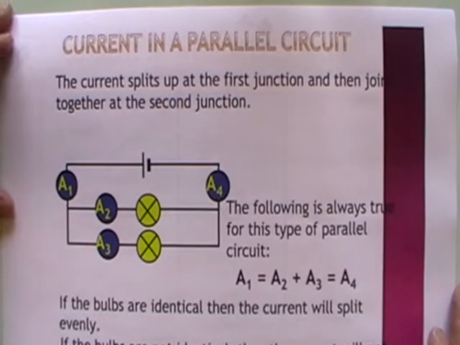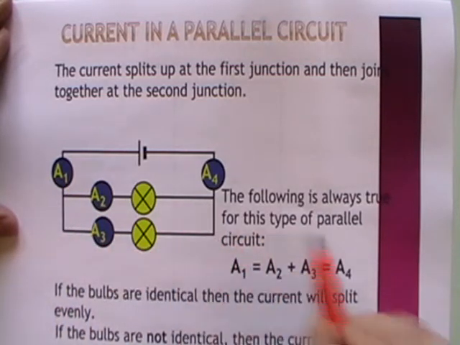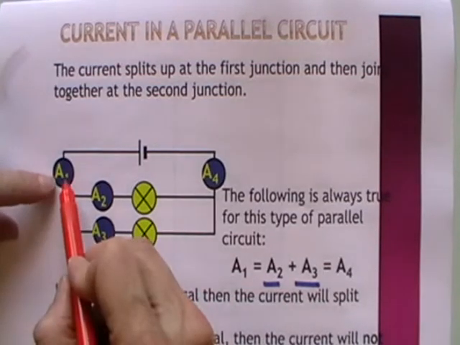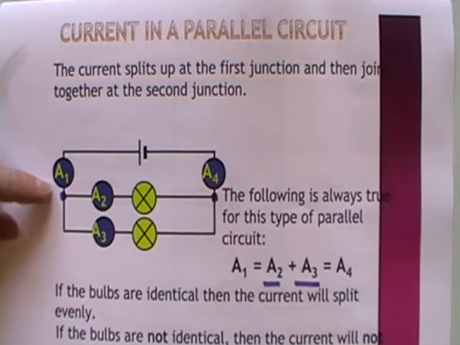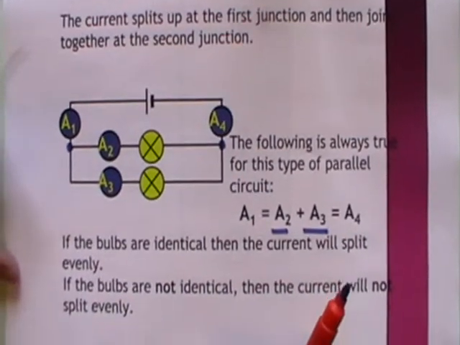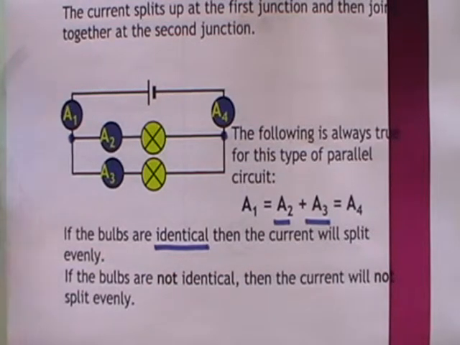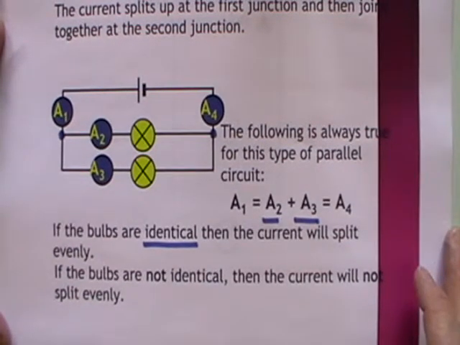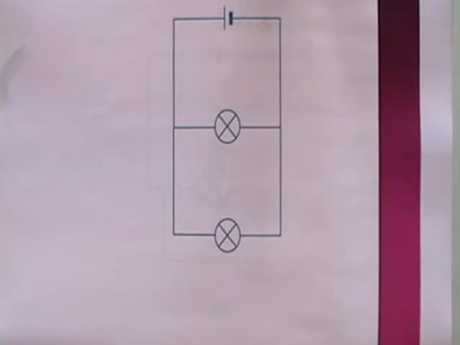And then we're also saying in the branches that the current splits up to go through the two branches, and if you add those two currents up, A2 and A3, you'll get A1, which was the current before the split, or you will get A4, which is the current after the join up. If the bulbs are identical, then the current will split up evenly or equally. And this is the important one. If the bulbs are not identical, then the current will not split evenly. And I'm just going to show you a wee example of that in the next slide.